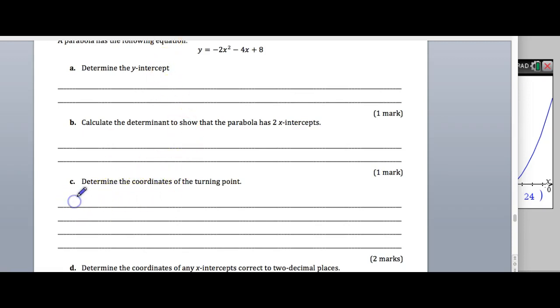So take -b over 2a. So it's going to be 4 over -2 times 2, so 4 over -4, which is -1. And then when we put -1 into here, we get y equals 2 times 1 squared, minus -4 so it's plus 4, plus 8, it's 14. So the turning point is (-1, 14). Again, you can do that on your calculator.